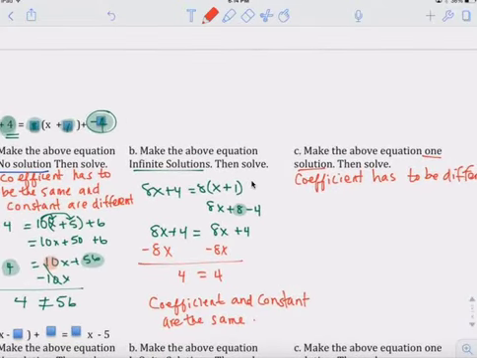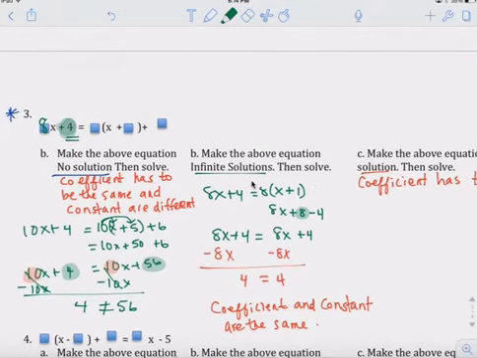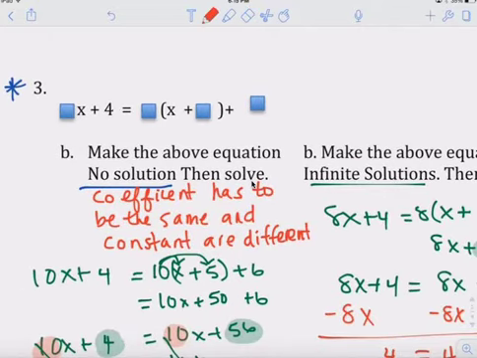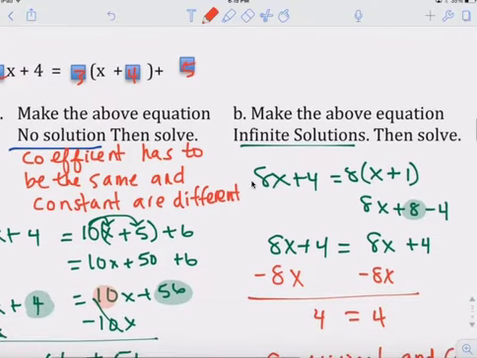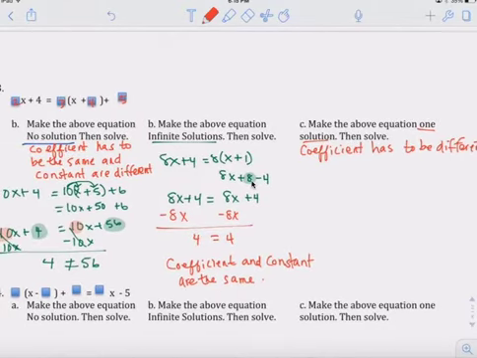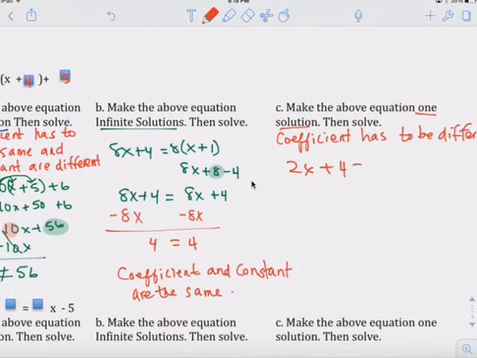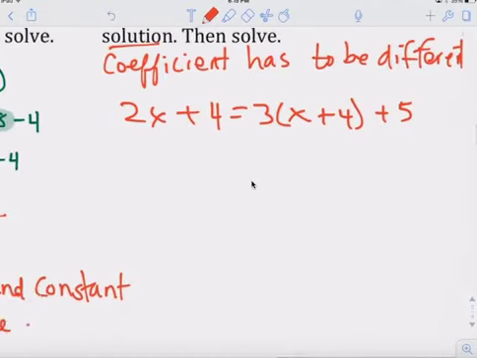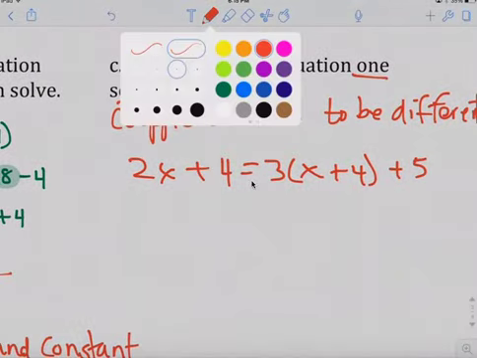So let's say start out with, just start picking numbers. You know, make sure they're different. Just go, okay, 2, 3, 4, 5. All different. So you solve it. 2x plus 4 equals 3 parentheses x plus 4 plus 5. Okay? So you do that.